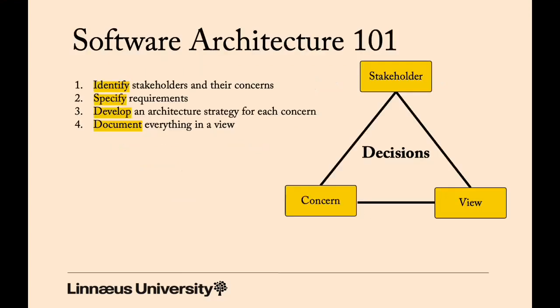So just a short recap of what we talked about last week. We more or less went through the whole software design or software architecture design activity, starting with stakeholders and their concerns, figuring out the requirements for these concerns, and then how to use knowledge and patterns and tactics for deriving options, and then based on these options make decisions about an architectural strategy.